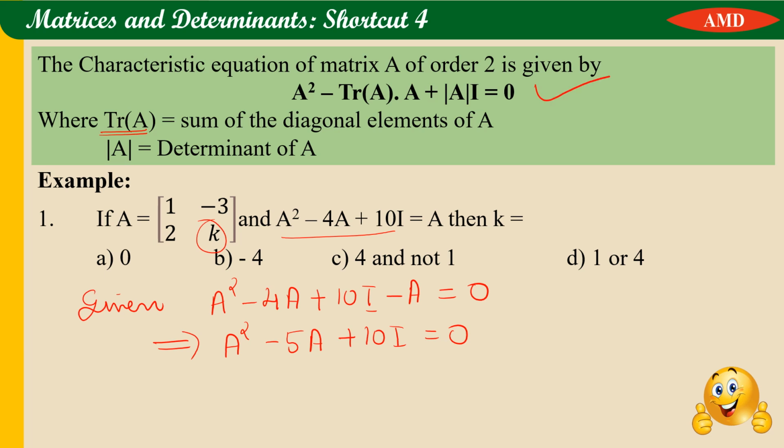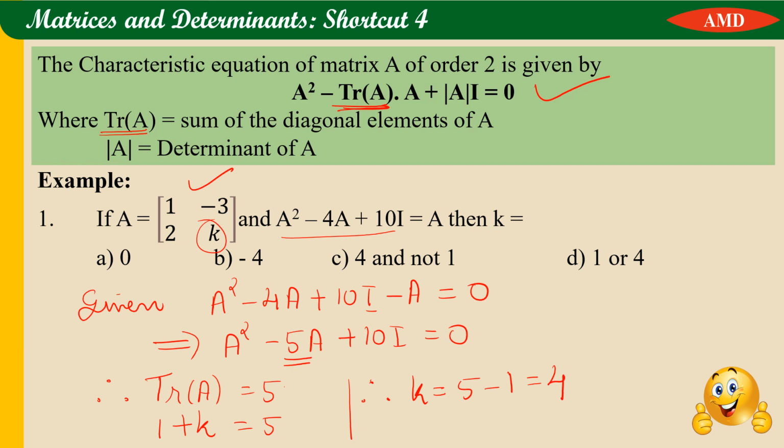Now we know that from the shortcut, the coefficient of A is nothing but trace of A. So here in this equation we have the coefficient as 5. Therefore, trace of A is supposed to be equal to 5 in this particular question. But from the matrix we know the trace is nothing but 1 plus k, which is the sum of the diagonal elements, and that will be equal to 5. Therefore, we can say k must be equal to 5 minus 1, that is equal to 4. So therefore, option C must be the right answer.